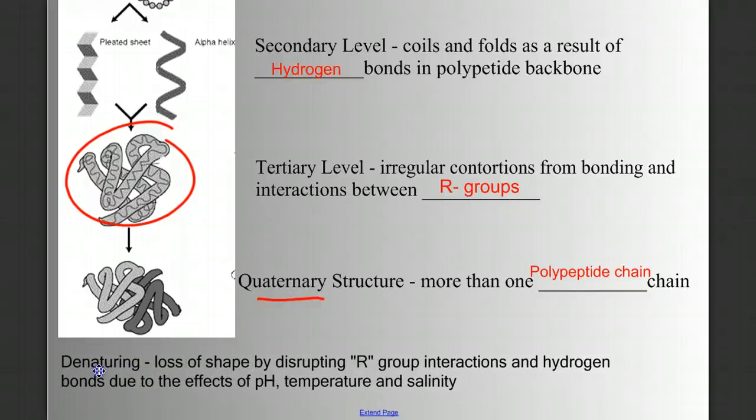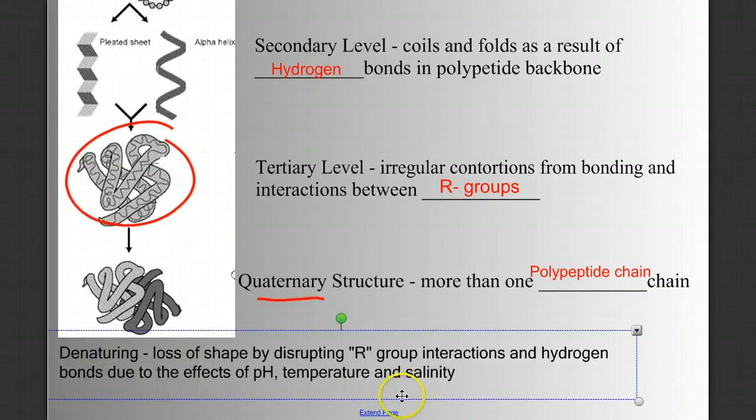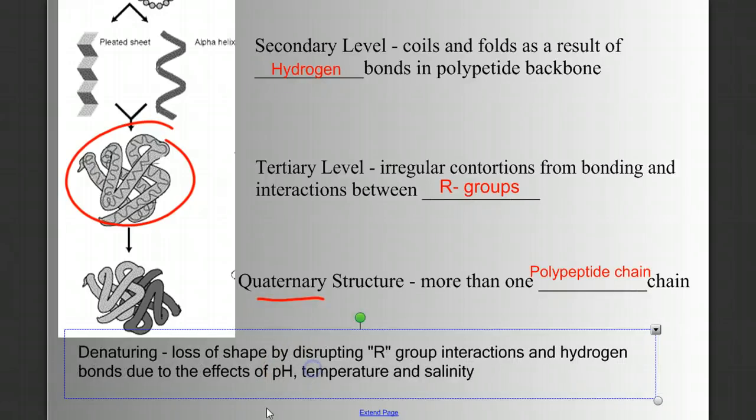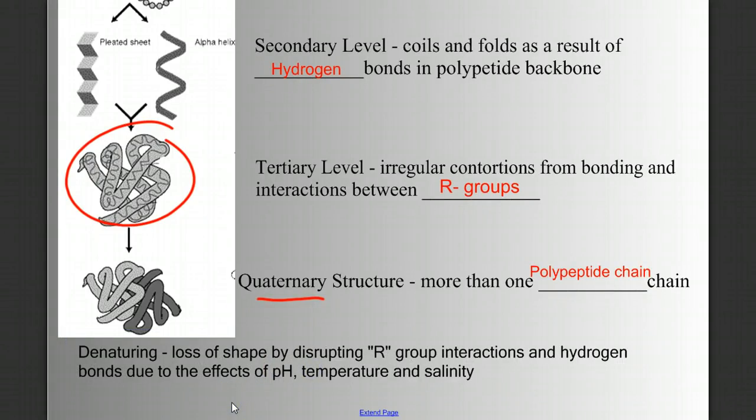But in talking about that, we'll briefly introduce the idea of denaturing, or the losing of shape. If a protein loses its shape, it's usually due to the disruption of R group interactions and the hydrogen bonds due to the effects of changes in pH, temperature, and salinity, which causes this protein to maybe uncoil and untwist and unfold, and when it loses its shape, it loses its function.